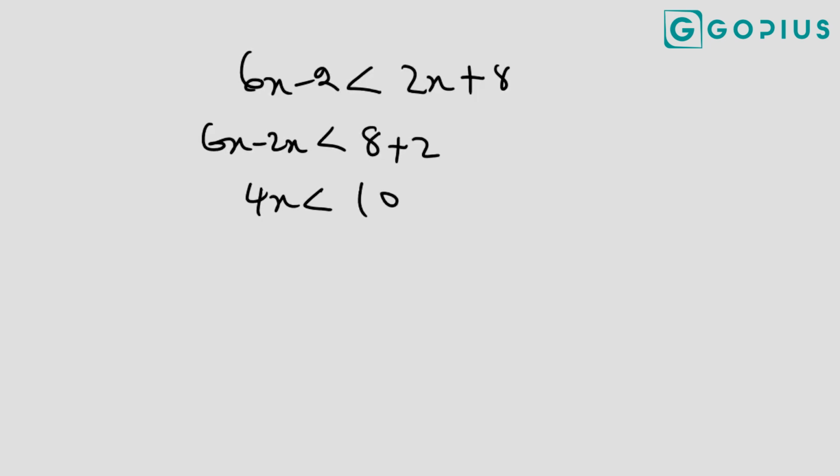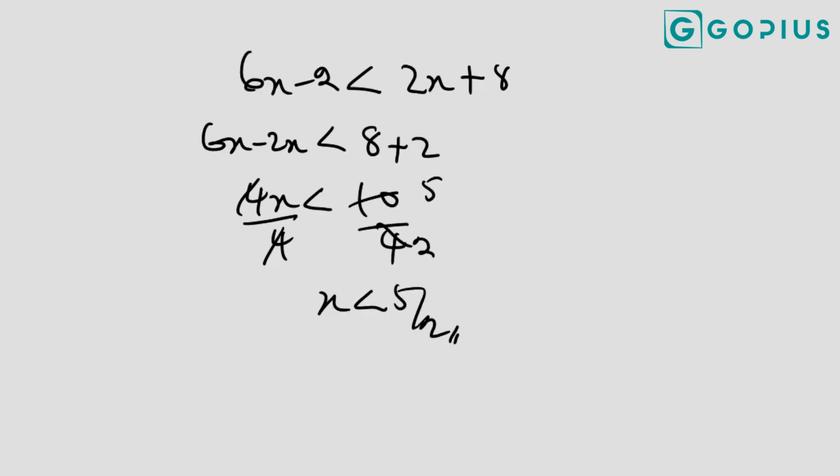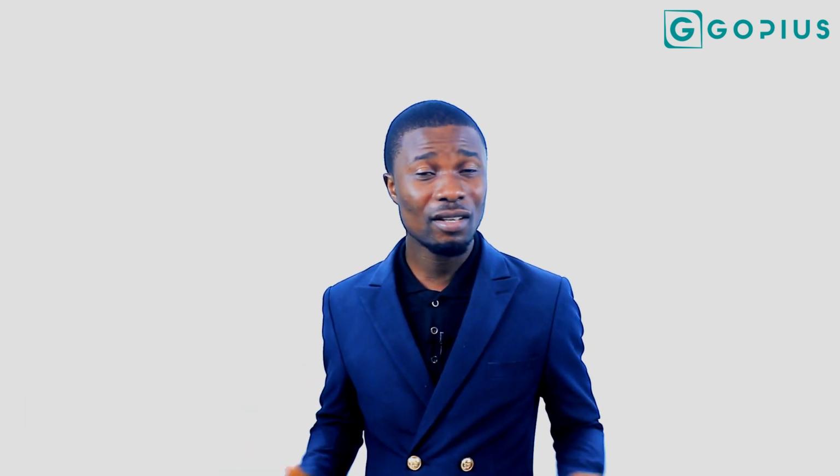So for x to stand alone, of course, we are going to divide both sides of the inequality by 4. So we divide this by 4 and we divide this by 4. So we have x less than 10 over 4, which is 5 over 2. Anything less than 5 over 2 is going to be a value that will satisfy that inequality. It's a very simple mathematical operation to do.